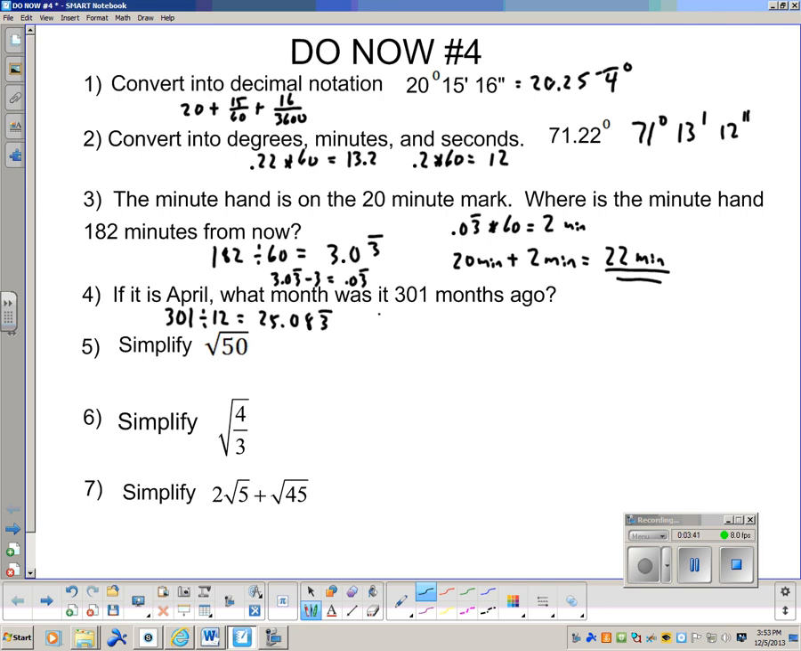I can subtract off the whole part. And I get 0.083, and the 3 there is repeating. So now I can take 0.083 repeating, and I can go ahead and multiply that by 12 to figure out how many months that is. So it's 1 month. So now I have to go backwards. So from April, I have to go back 1 month. And I'm at March.